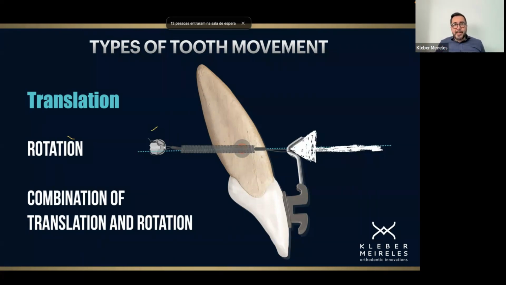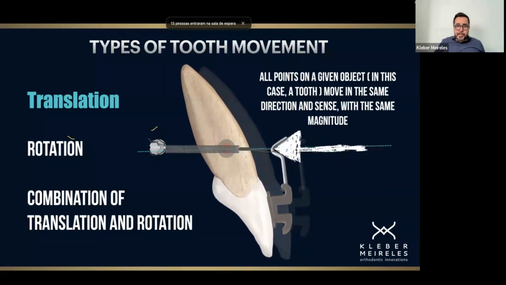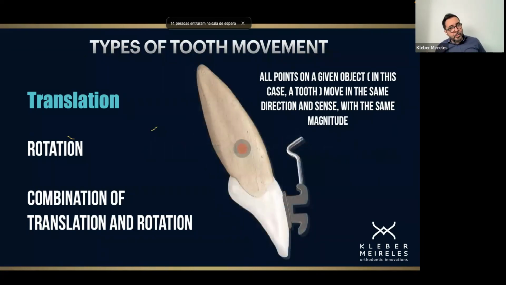So this is what we have when we apply the line of action of the force at the height of the center of resistance in this view here, a bidimensional view, a lateral view of the retraction of the central incisor. All points on a given body or a given object, in this case a tooth, move in the same direction and sense with the same magnitude, okay? This is the translation. But of course, you know that's not that simple, not that easy to achieve in real life, in our environment, meaning the mouth, meaning the face. So this is not simple, you know that, okay?